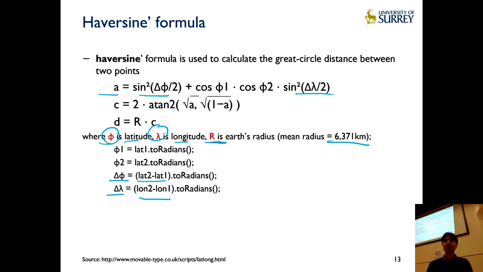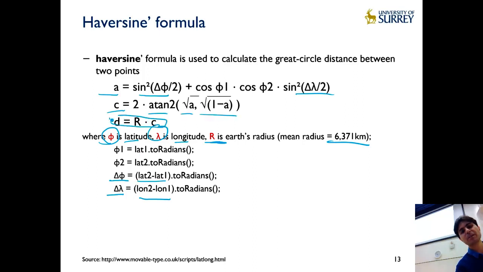I don't remember them. And I forgot to say, once you have calculated A, you need to calculate the C, which is the arctangent of the square root of A and the square root of 1 minus A, and the distance will be R times 2 times C.